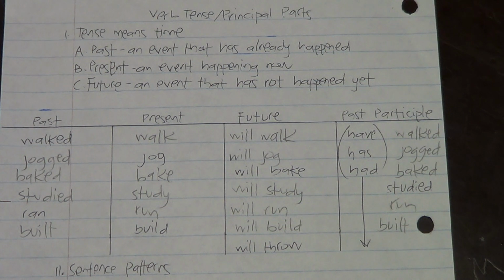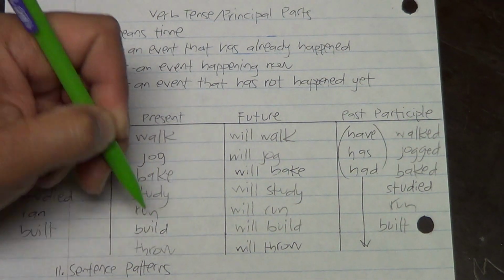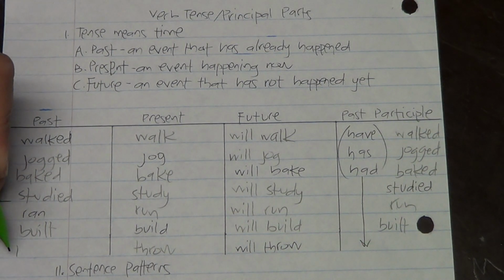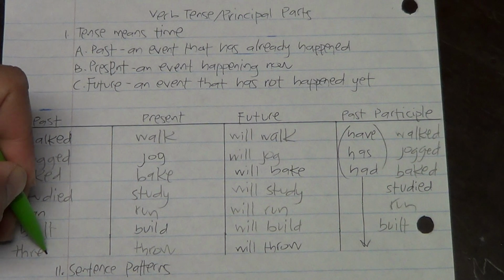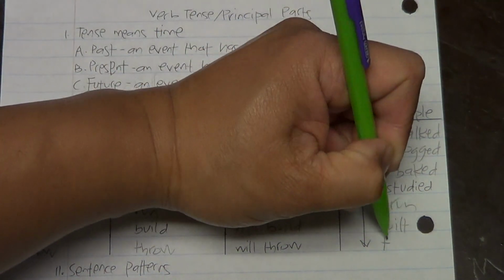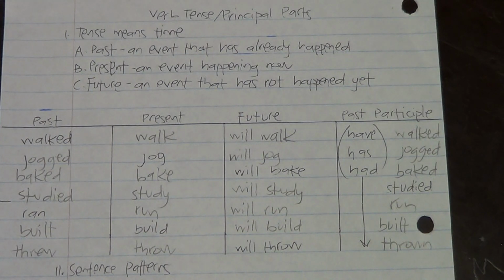So the future tense is will throw. Present tense is I throw. Yesterday I threw. Past participle form, I had threw. I had threw. Had throw. This one's even more different. Have, has, or had thrown.